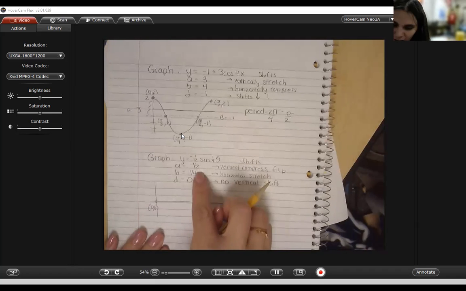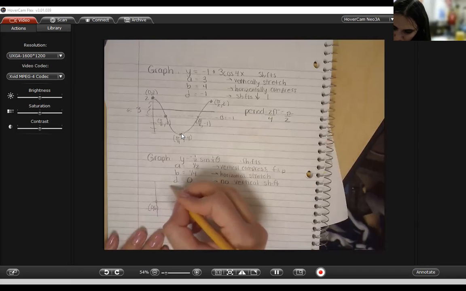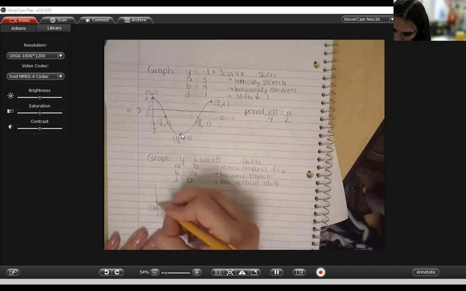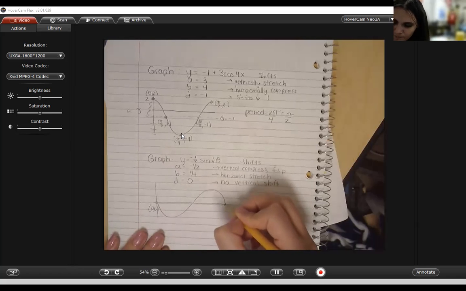Because my A value is negative, I go down first. If it's positive, remember I go up and then down, but I'm actually going to go down and then back through the midline and then up and then back here.